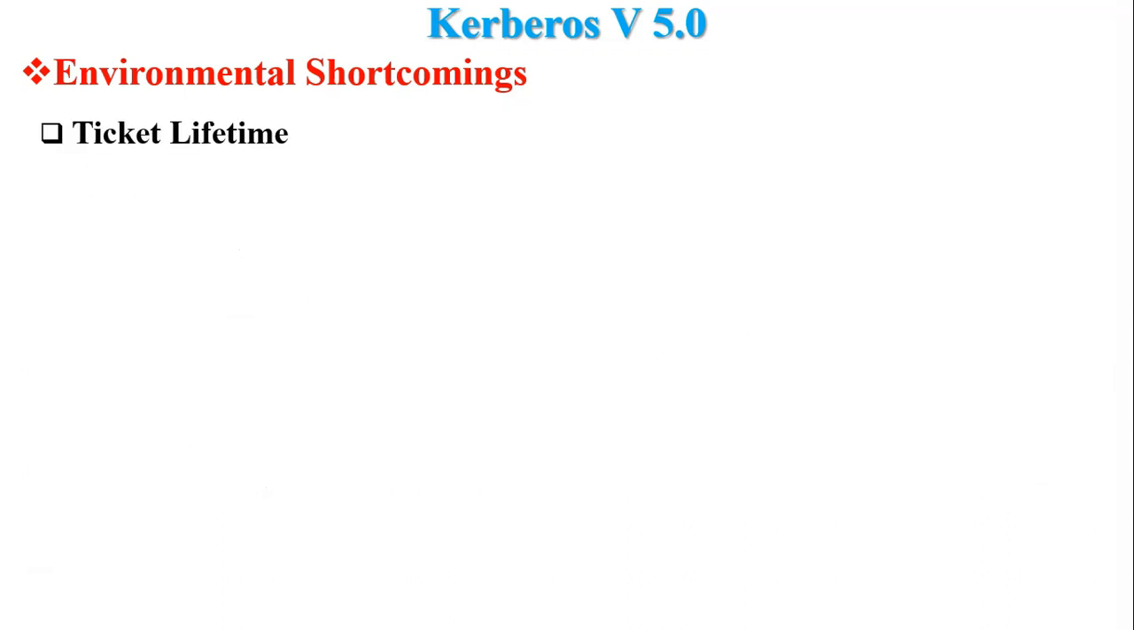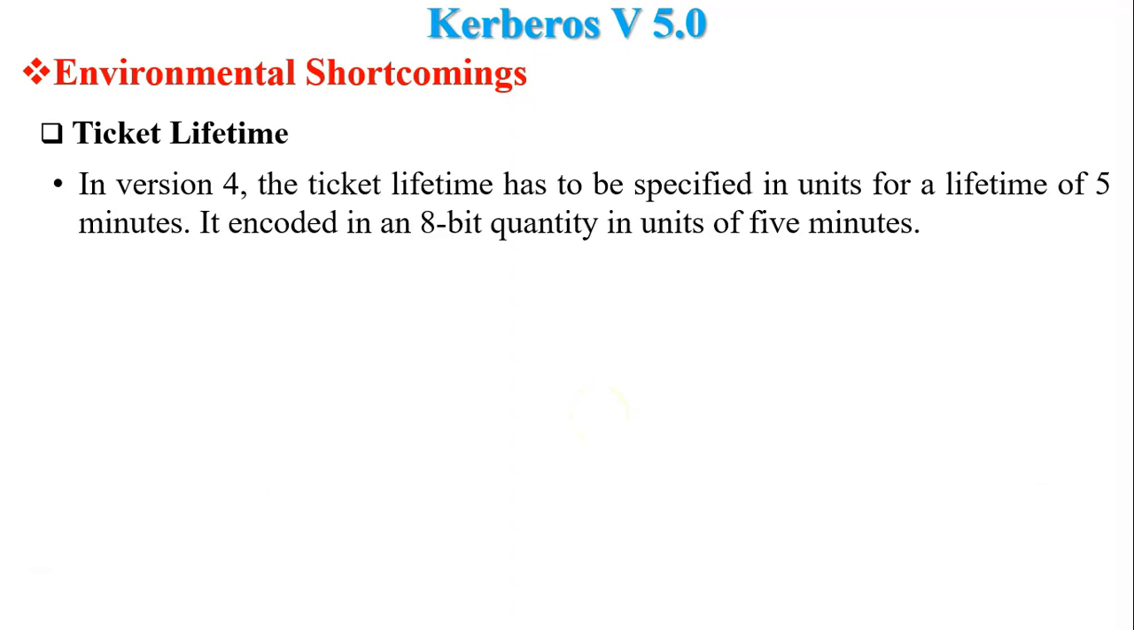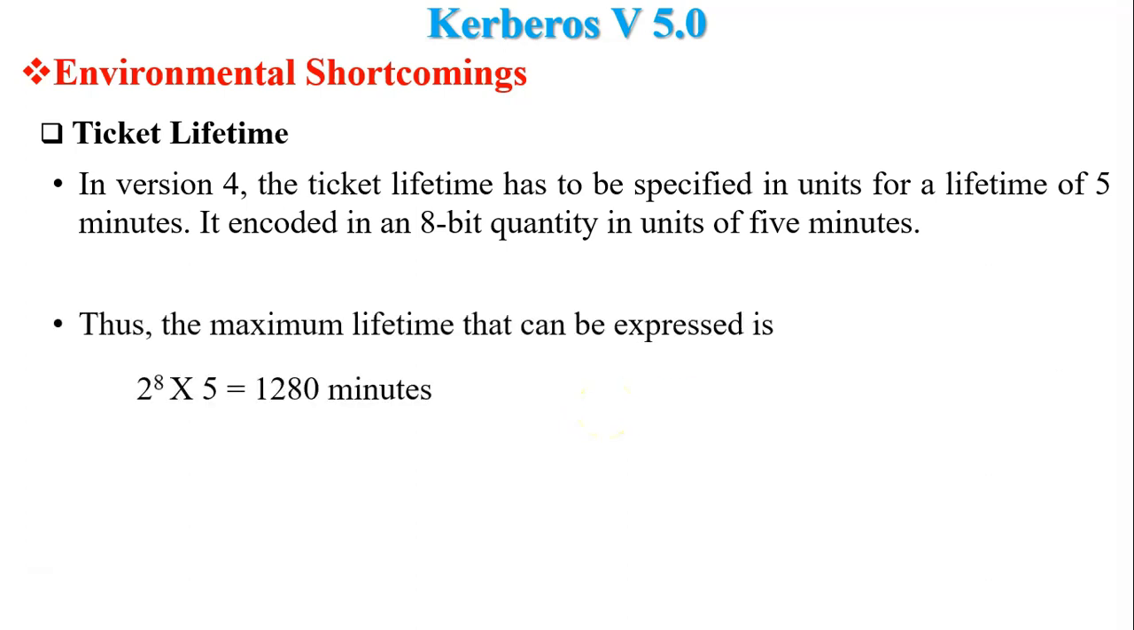The other environmental shortcoming is ticket lifetime. In version 4, lifetime is encoded in an 8-bit quantity in units of 5 minutes. So maximum lifetime is 2 raised to 8 times 5, which is equal to 1280 minutes, so it is around 21 hours. So here ticket lifetime is fixed in version 4, and it may be inadequate for some long applications. So this is the limitation of version 4.